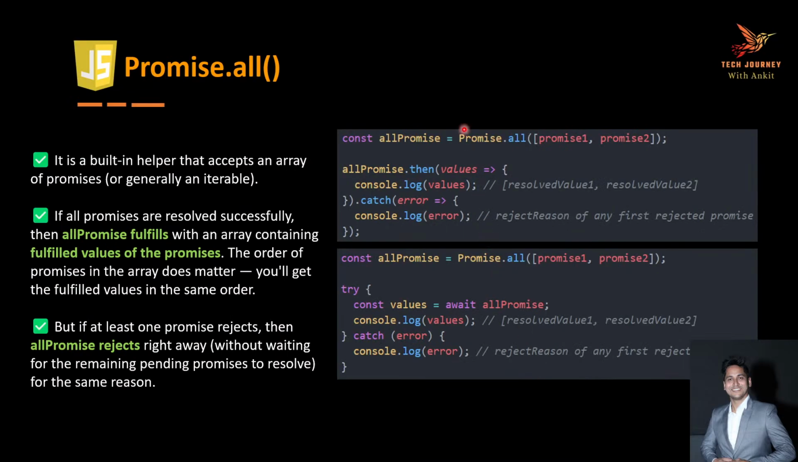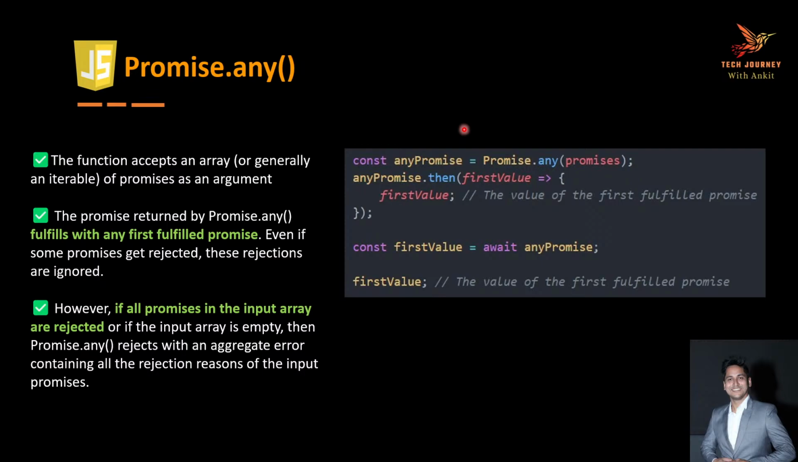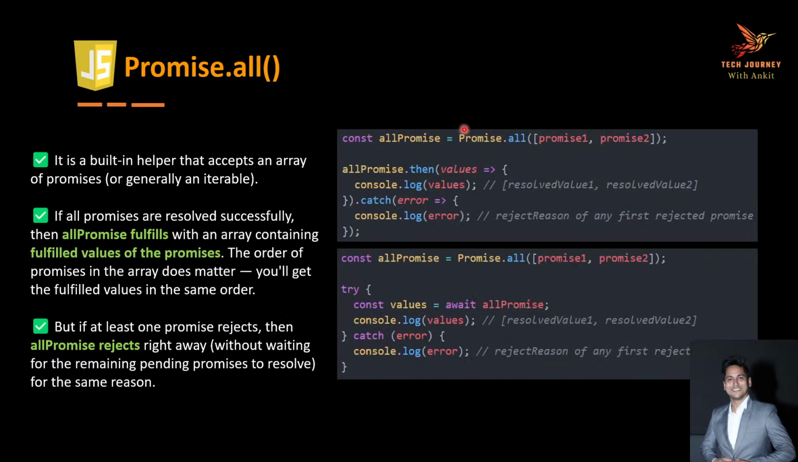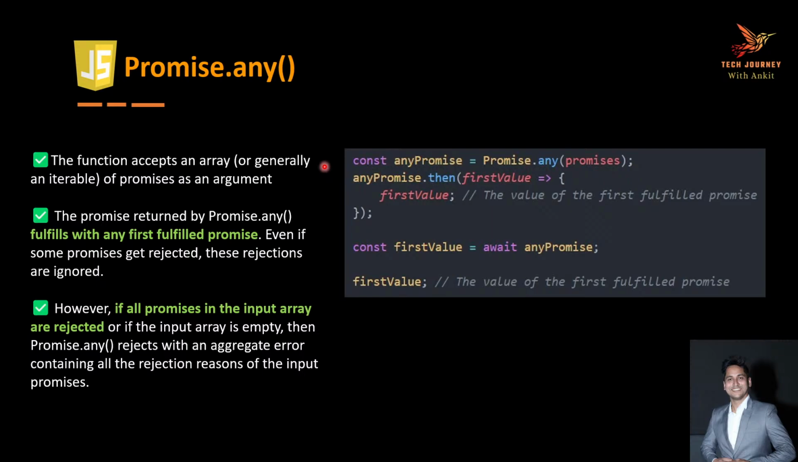Moving to the next method, which is somewhat similar to Promise.all, but the output varies here. So what is Promise.any? First we understood Promise.all, where all the promises need to be resolved to get the output. The difference with Promise.any is that it will return you the output if any one of your promises has been resolved.